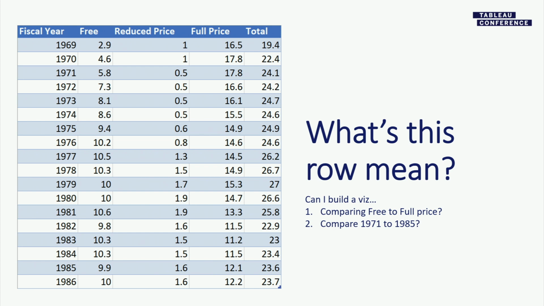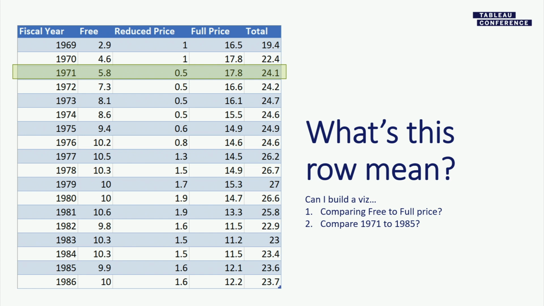This is a data set from the USDA all about school lunch programs. So let's see, what does a row in this data set actually mean? We're highlighting 1971, and I see free, reduced price, full price, total. So what does a row mean here? A row means for a given fiscal year, how many people participated in those different lunch programs.